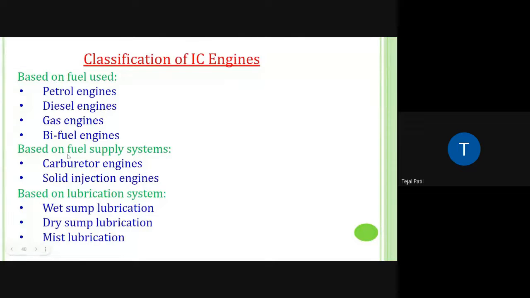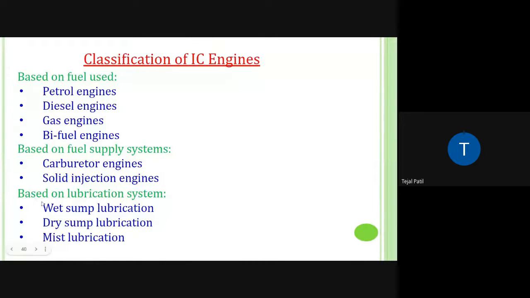Then next one, based on the fuel supply, how the fuel is supplied to the engine. If you are using the carburetor, like in your petrol engine, then it is a carburetor engine. If you are using a direct injection, or an injector is provided, then it is known as a solid injector.